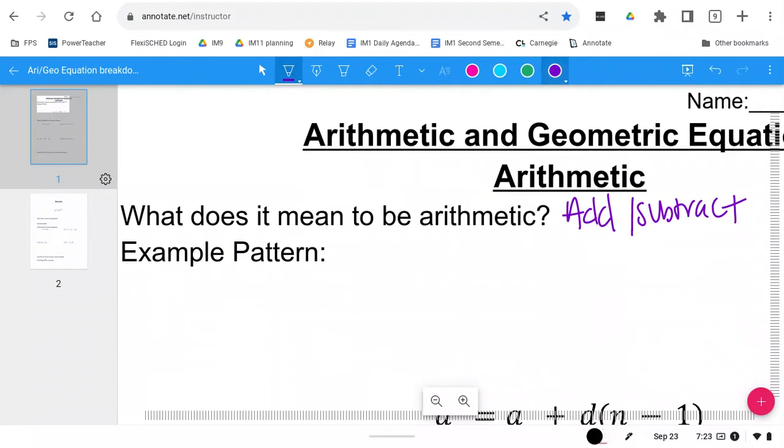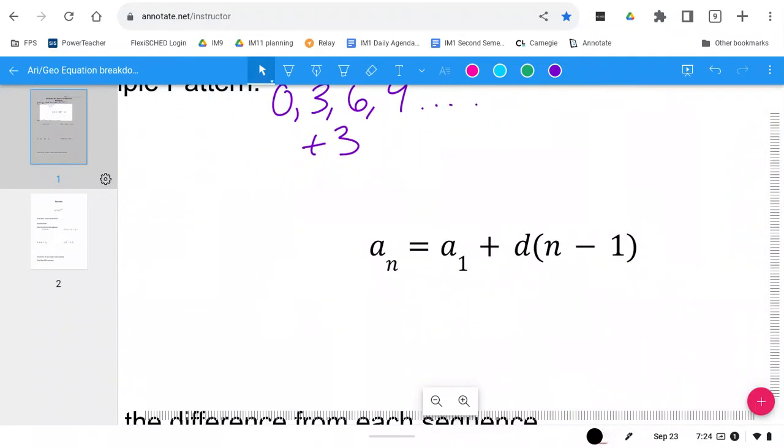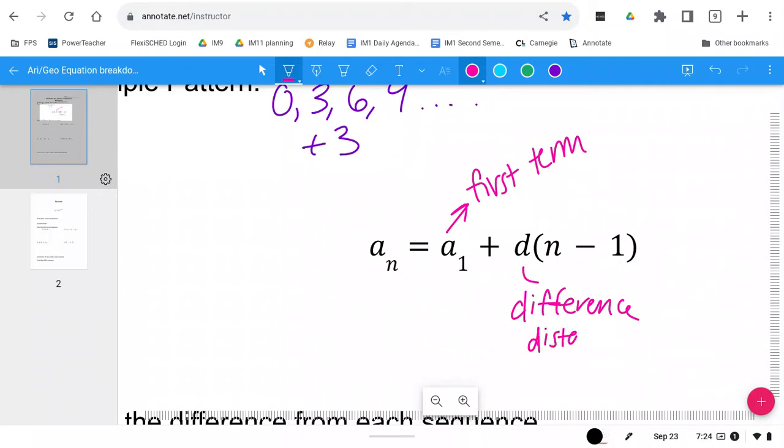So an example, if I wanted to start, I could go 0, 3, 6, 9, ... So this is adding 3 each time. Okay, you could also be subtracting. So kind of what is our equation? So this is going to represent our first term in our sequence. This is going to be the difference or distance you're traveling. So what are you adding or subtracting? And this is going to be the term number or the term you're trying to find.